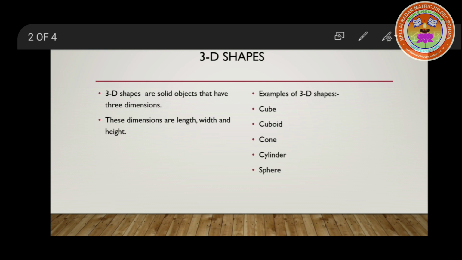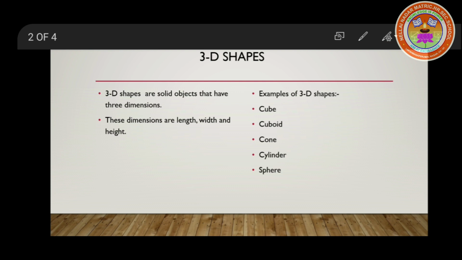Examples of 3D shapes: cube, cuboid, cone, cylinder and sphere. Examples of 3D shapes: cube, cuboid, cone, cylinder and sphere.